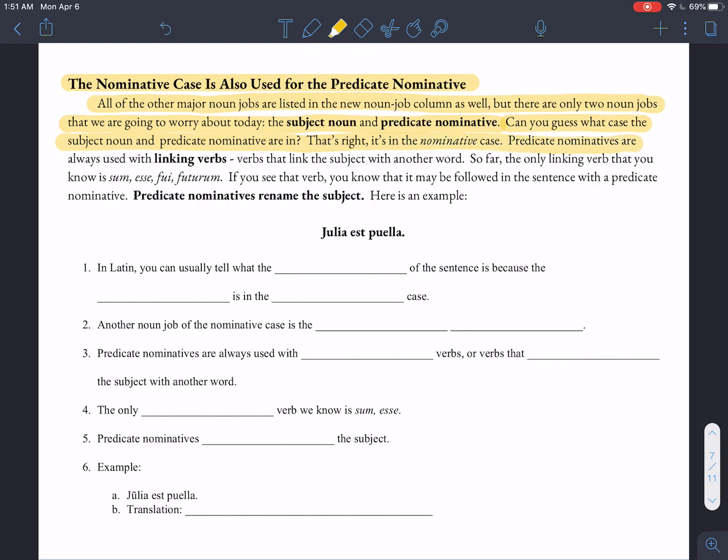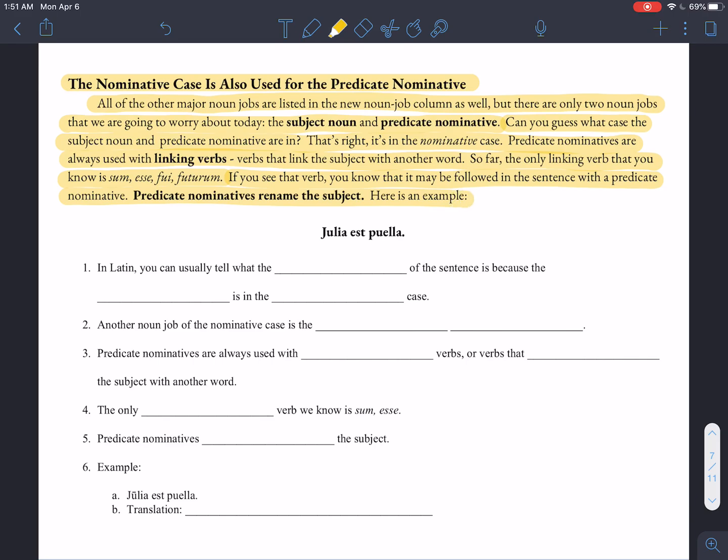Predicate nominatives are always used with linking verbs, verbs that link the subject with another word. So far, the only linking verb that you know is sum, esse, fui, futurum, which means I am, to be, I was, about to be. If you see that verb, you know that it may be followed in the sentence with a predicate nominative. Predicate nominatives rename the subject.